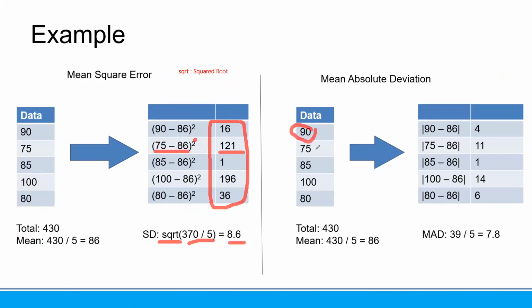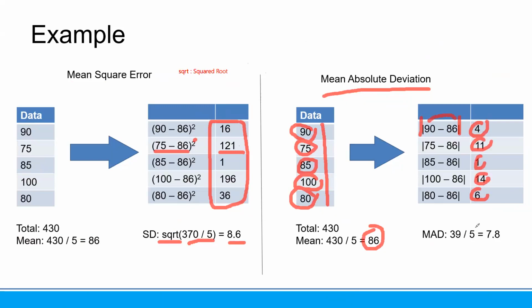I have the same data, but now I'm going to use the mean absolute deviation. With the mean absolute deviation, I do the same at first to get the average. But now, in order to calculate the deviation or the error, I will use only subtraction: 90 minus 86, and if it is negative, I will make it positive because of the absolute value. So we have 4, 11, 1, 14, 6. So we have the MAD, we call it MAD, 39 divided by 5. So this is the result.